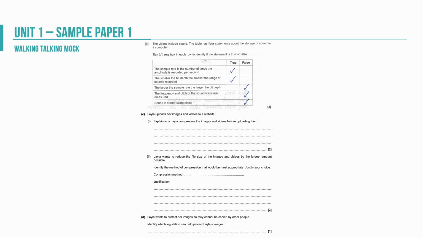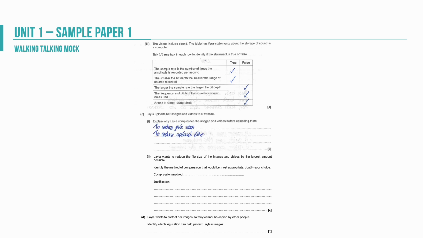Layla uploads those videos onto a website, and she's going to compress them. Explain why Layla might compress the images and videos before uploading them. And again, we need to get 2 marks here. So I need to give 2 reasons why she'd want to compress these videos. This is another example of a question that I would definitely bullet point. Show the examiner that you are making 2 points to this question.